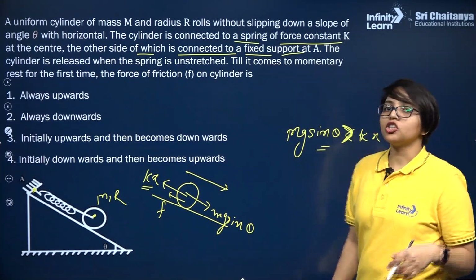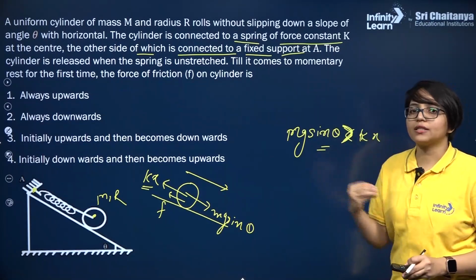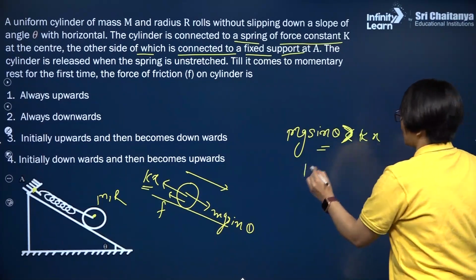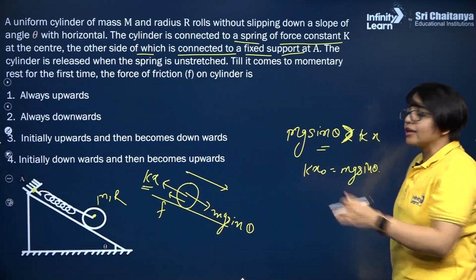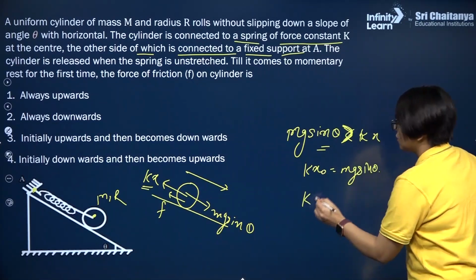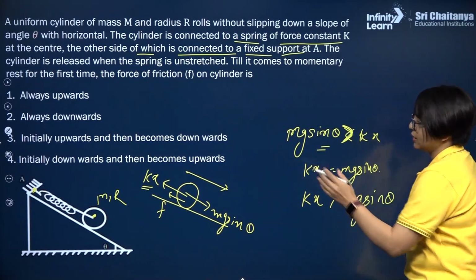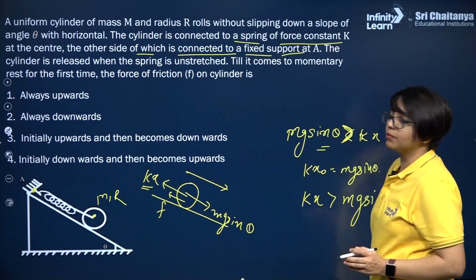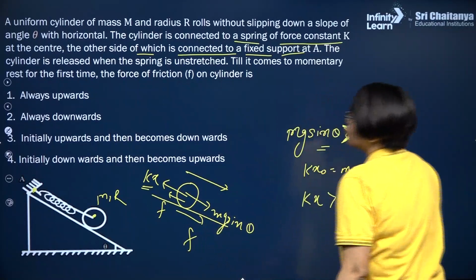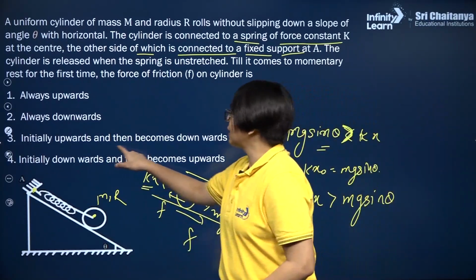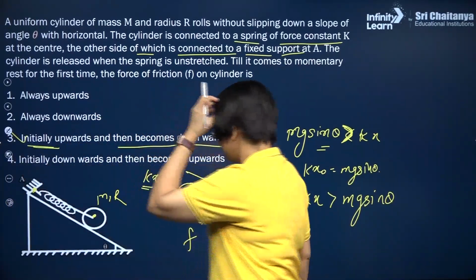Now at the equilibrium position, kx will be balanced by mg sin theta. At some extension x naught, k x naught will be balanced by mg sin theta. And after that, if you further increase the extension in the spring, kx will be more than mg sin theta. So now the net force is in the upward direction. The sliding tendency of the cylinder will be in the upward direction, so the direction of friction will be downward, right. So initially it is upward and then becomes downward. So the correct answer is option 3.